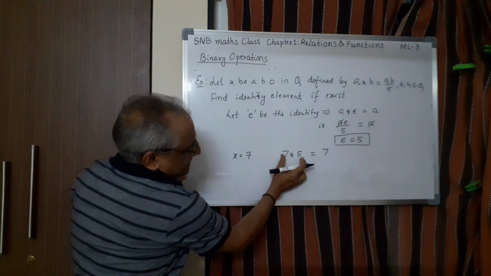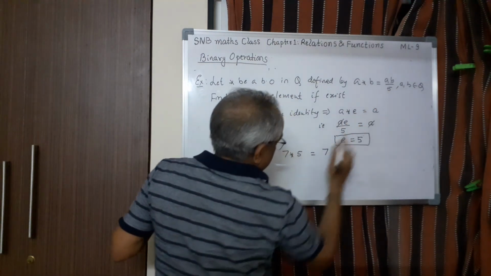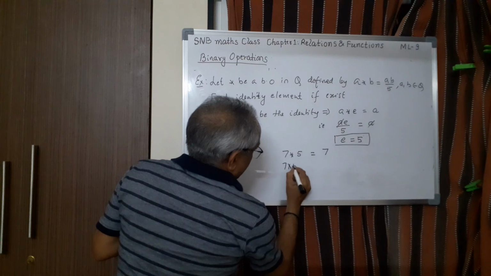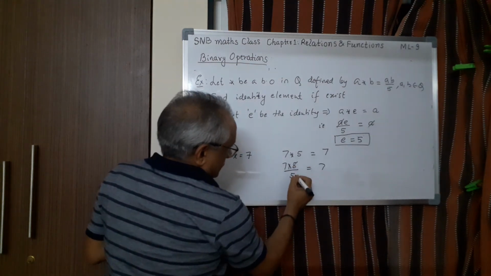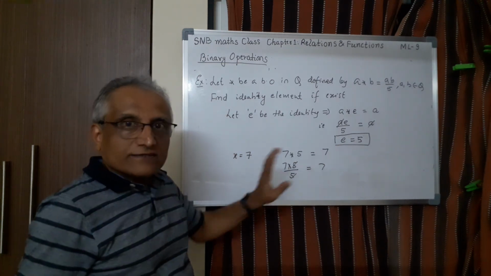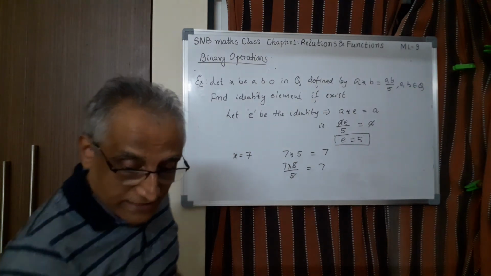Now you can check. What is 7 star 5 according to this definition? It is 7 into 5 divided by 5, 7. So 5 cancels, 7 equals 7. So correct. So this is the meaning of identity.